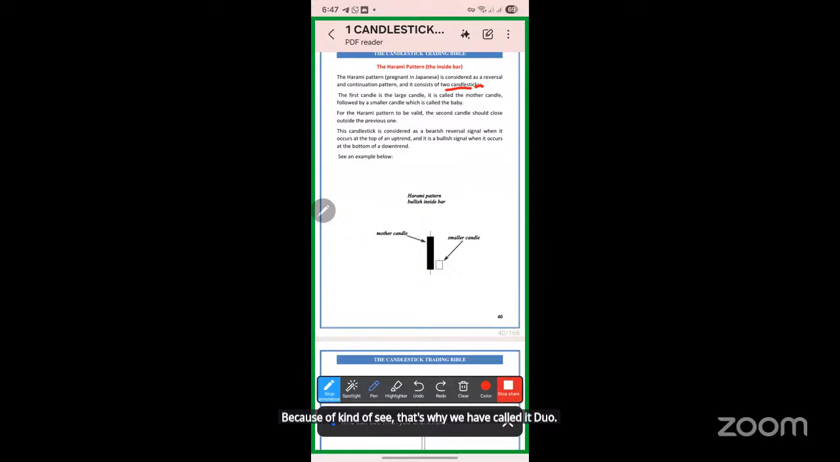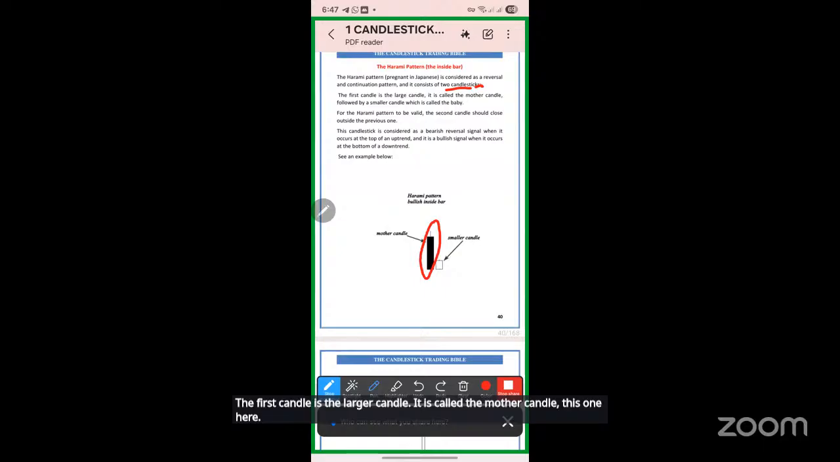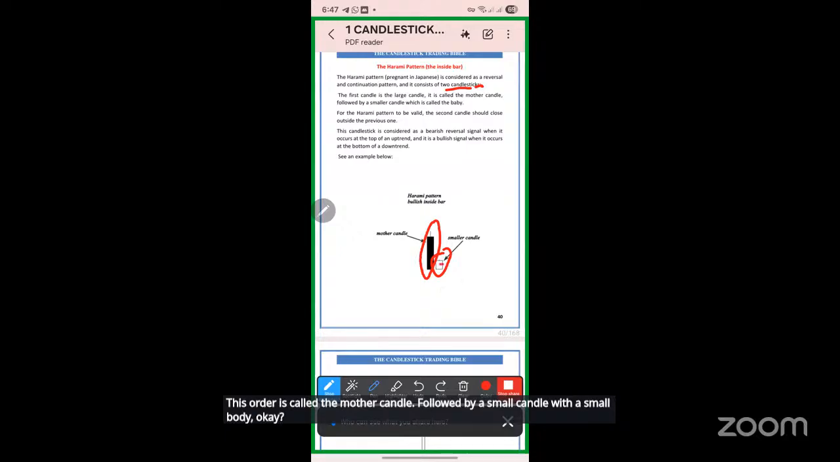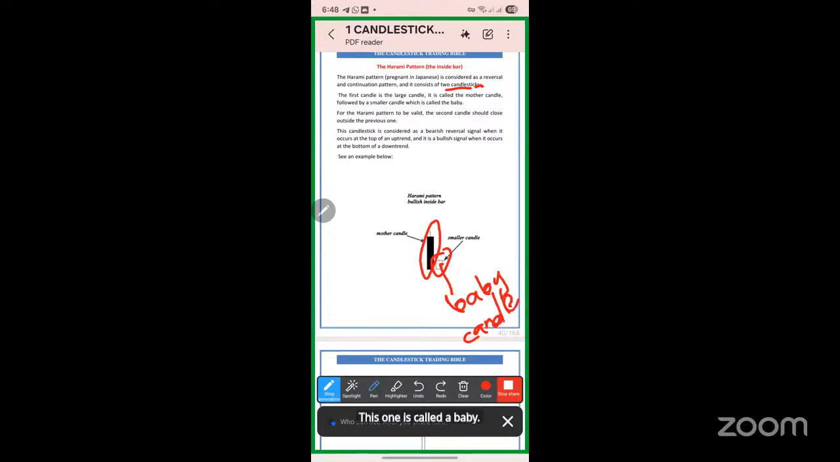The first candle is the large candle. It is always called the mother candle, followed by a small candle with a small body. This one is called a baby candle, whereas this one is called a mother candle. So you have a mother candle and a baby candle at the same time. For the Harami pattern to be valid, the second candle should close outside the previous one.